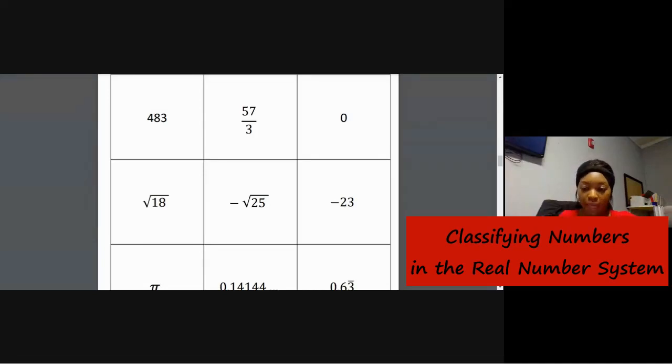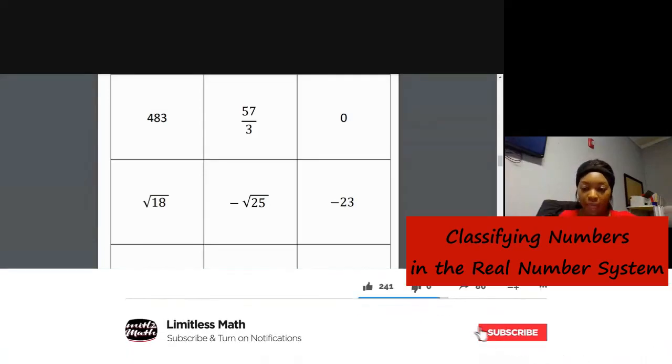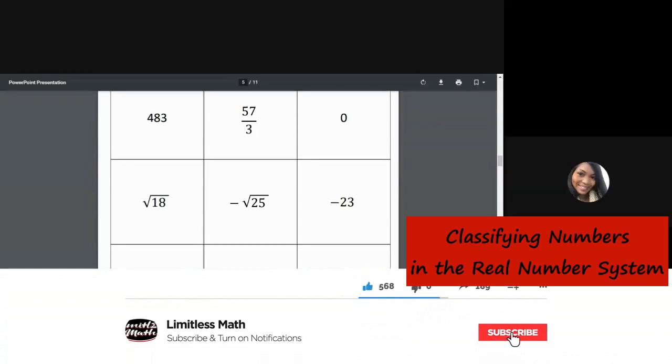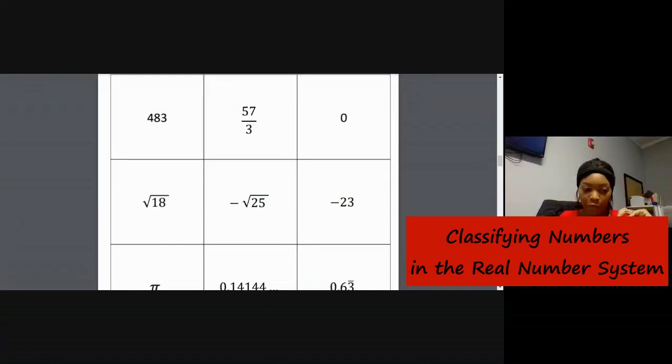Good job. One more, and then I am going to let you guys go. Let's look at negative square root of 25. Negative square root of 25.